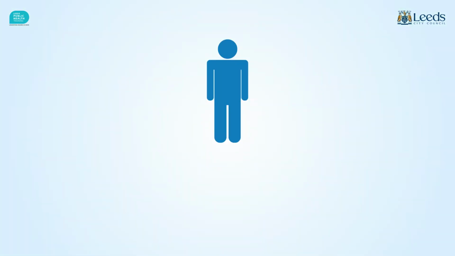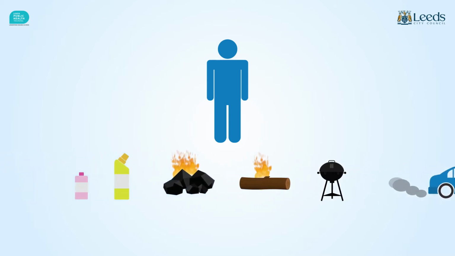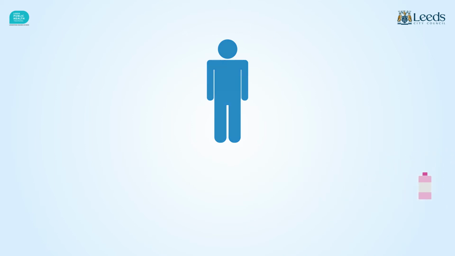An icon of a person is shown, and a car emitting exhaust fumes passes underneath the person, followed behind by images of a barbecue, a wooden log on a fire, lumps of coal on fire, and some bottles of cleaning products. All of us have some control over the amount of man-made pollutants we emit into the air.